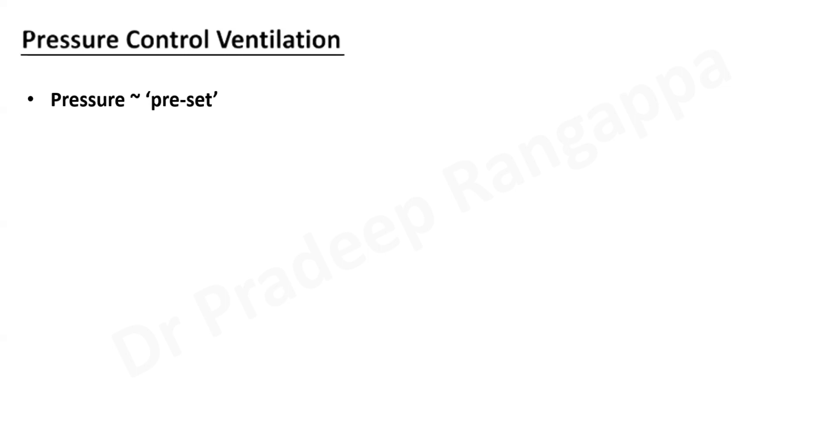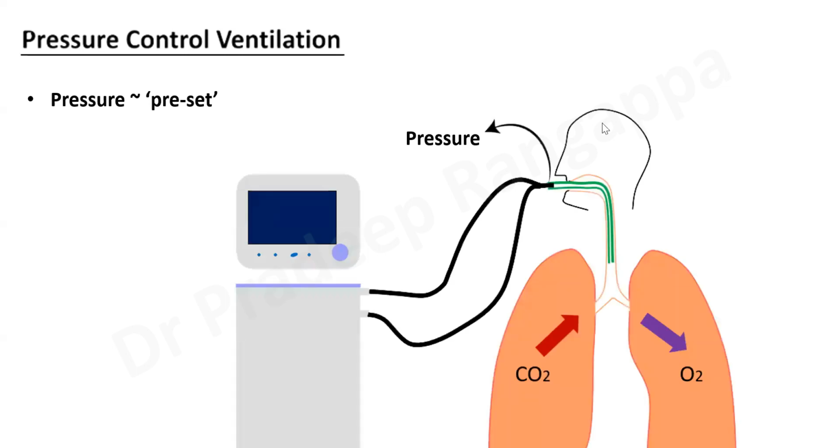So in pressure control, pressure is preset, and when we say pressure, it is applied at the proximal end of the ET tube, and the IE ratio is set like any other, and there is no pause time. So as I said, in volume control there is a pause time. Pressure control, there is no pause time.